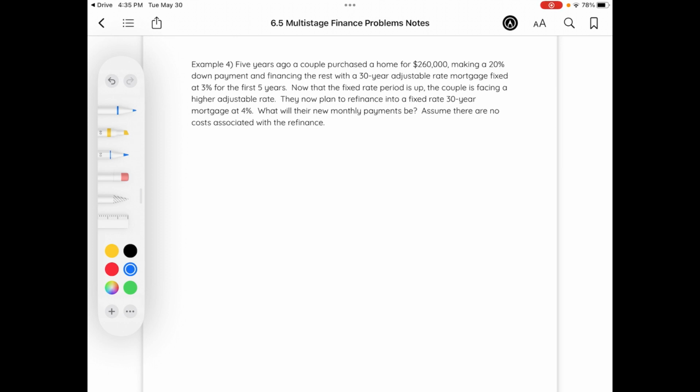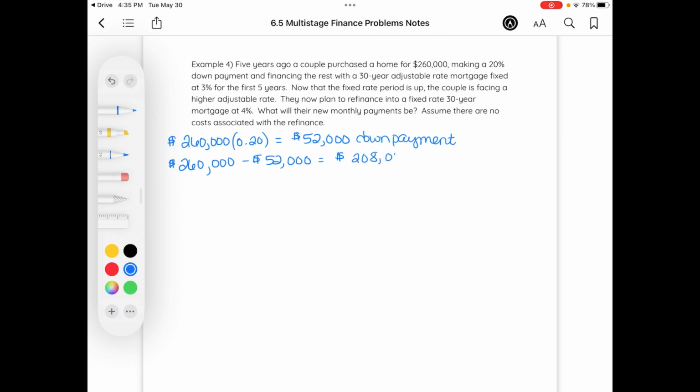We first need to know how much was financed, right? We had a 20% down payment. So how much of this loan was actually financed? So I can take 260,000 times 20%. And our down payment was $52,000. That means that if I were to take 260,000 minus my down payment, we have 208,000 was financed.